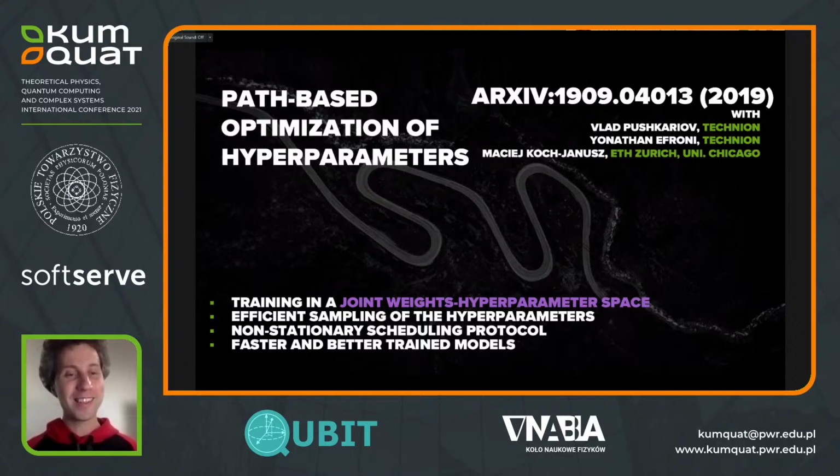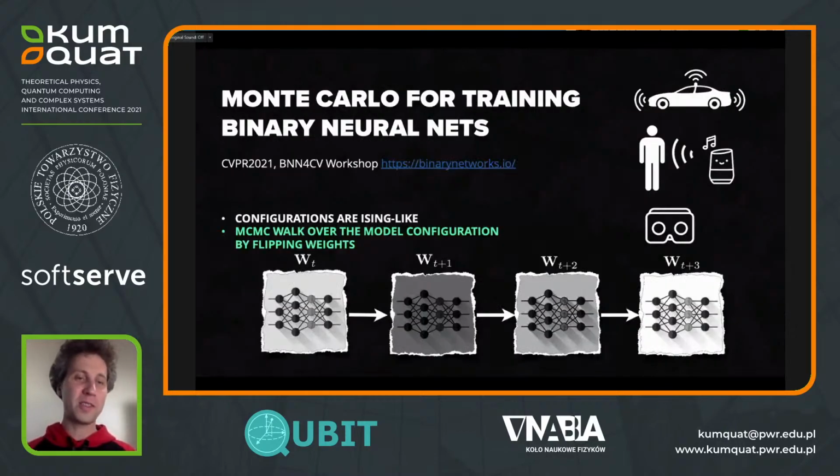I also wanted to highlight another project, which uses the same kind of intuition to train binarized neural networks. Recently we presented this at CVPR, a large computer vision conference, at the workshop for binary neural networks. This is a new approach which allows us to train binarized neural networks directly on the hardware device, which is a very tough and important problem in the space of tiny ML applications.